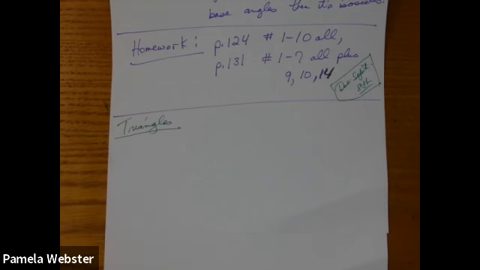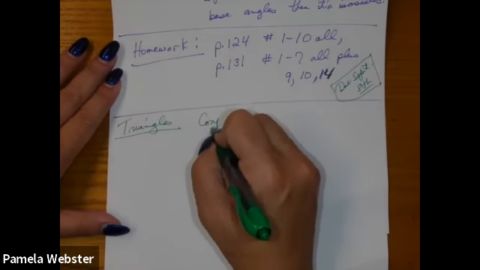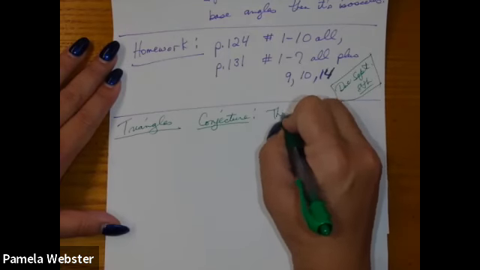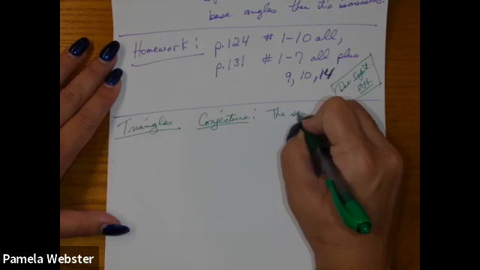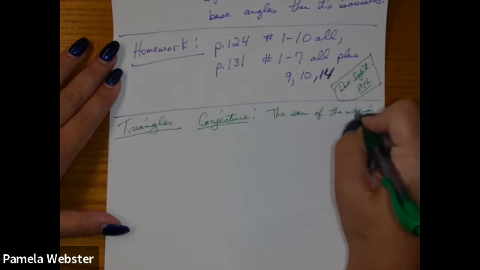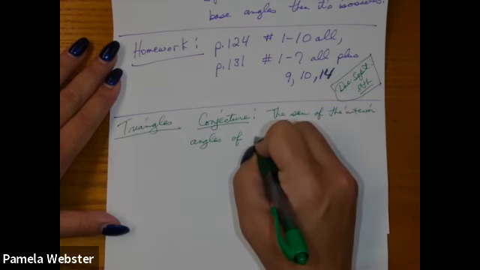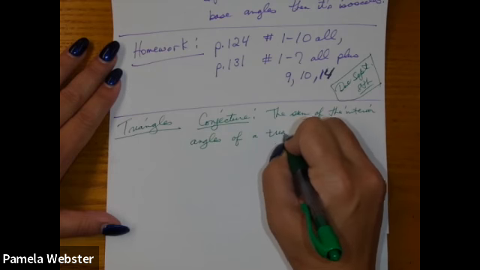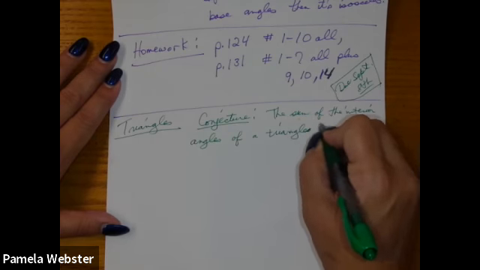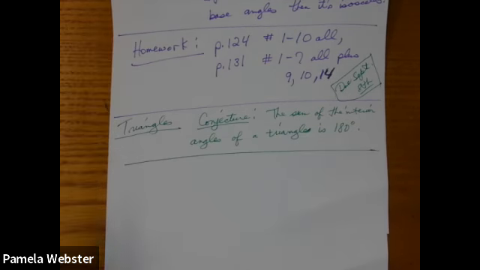Some of the angles, the interior angle equals 180. That's a great conjecture. Sum of the interior angles of a triangle is 180 degrees. I love that conjecture. It's a beautiful one.